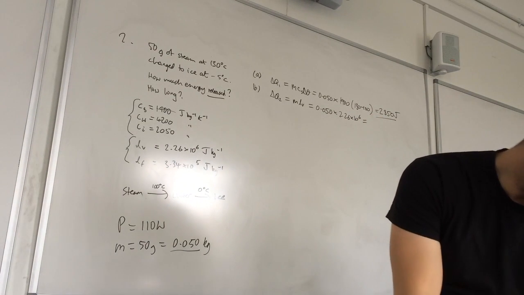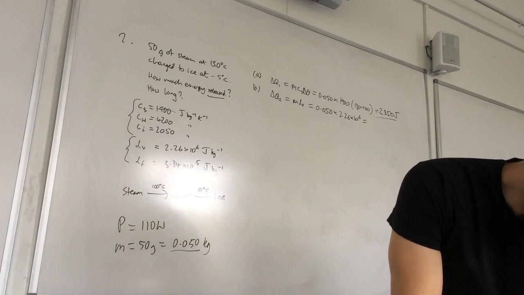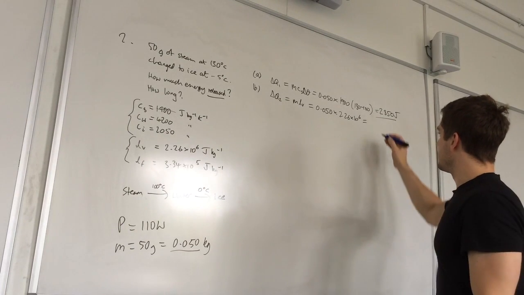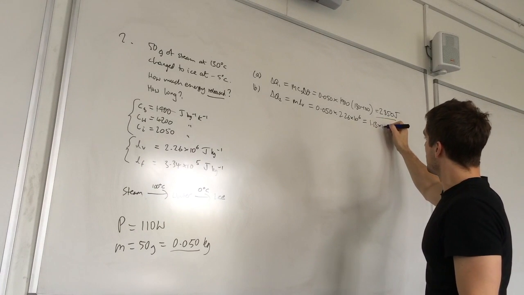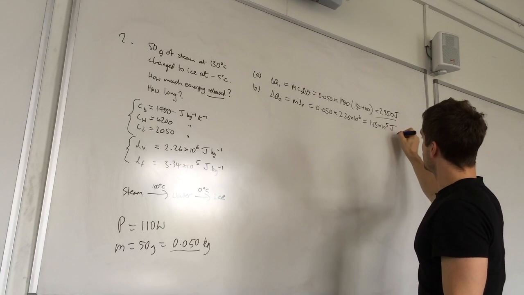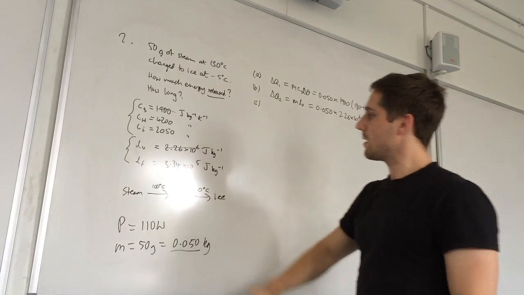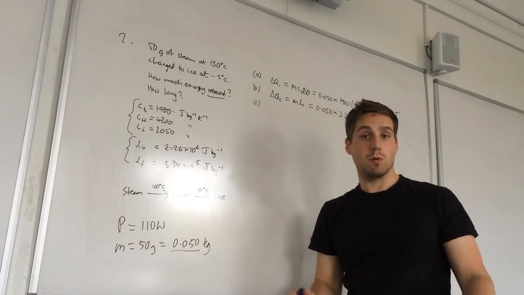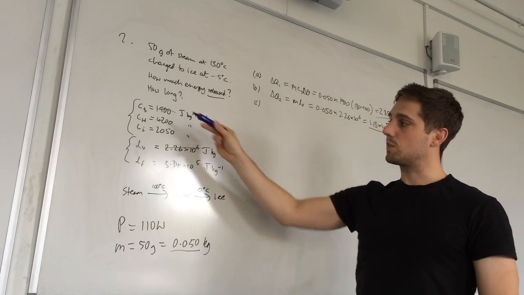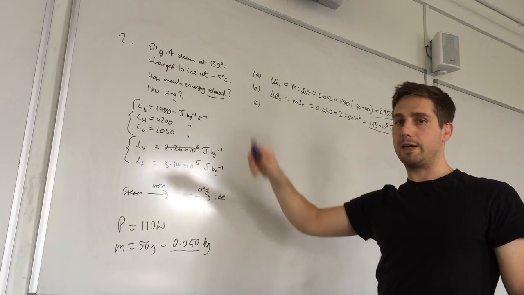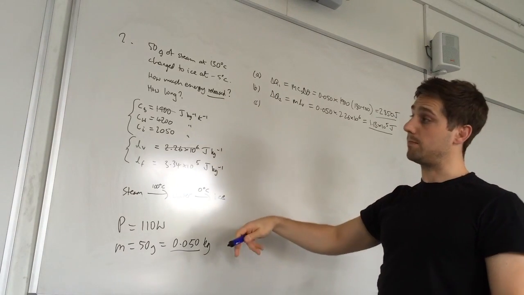And that comes out as 1.13 times 10 to the 5 joules. So we've done delta Q2. We're only going to use each of these values once, because once it's changed from steam to water, it's not going to then change back into steam by cooling down.